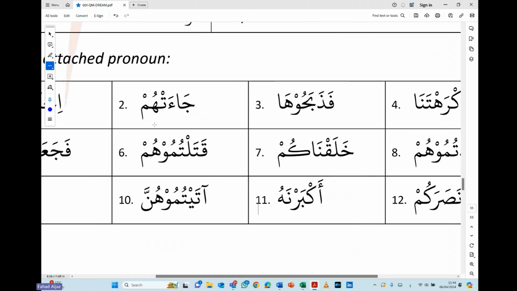You want to try number 6? Number 6. Any volunteers? I don't mind. Okay. قتلتموهم. So قتلتموه, and then hum is the attached pronoun. Very good. And what's the doer inside qataltumu?